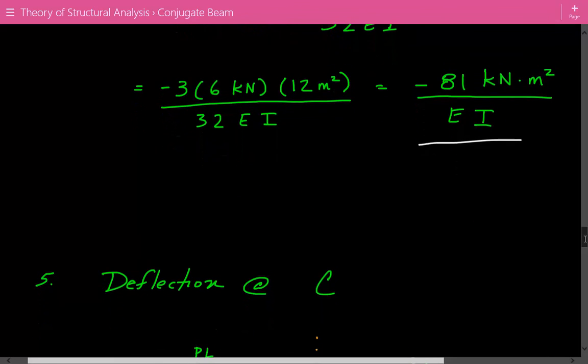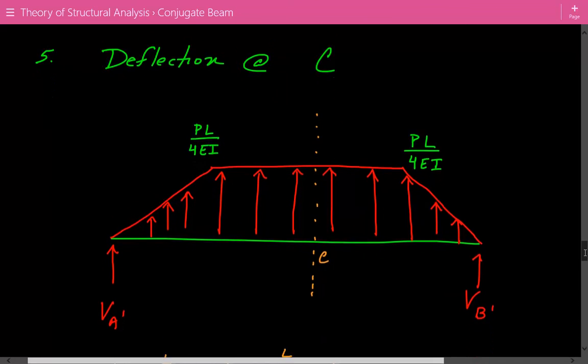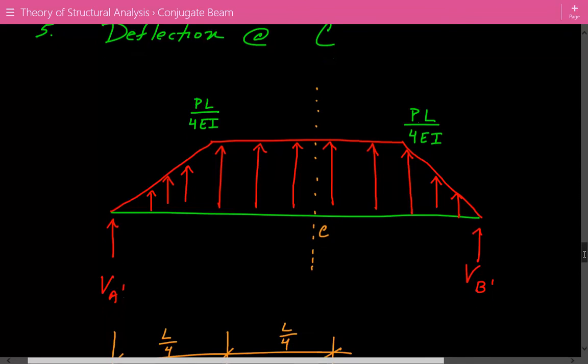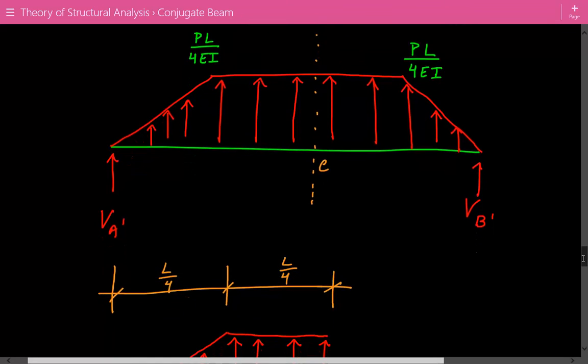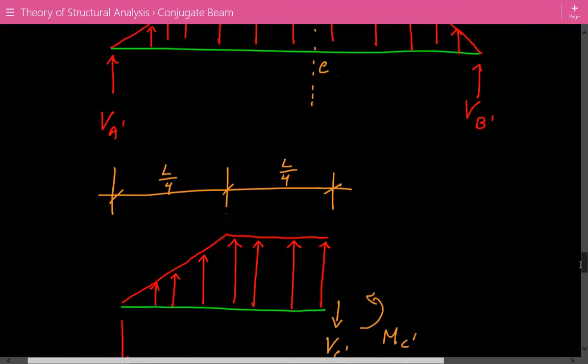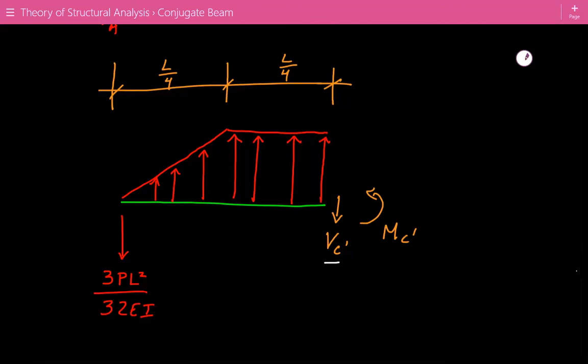And now we're going to calculate the deflection at C. So here's our conjugate beam again. To calculate the deflection at C, we're going to take a cut at that location and calculate the internal bending moment of the beam at location C, the conjugate bending moment. So here's our cut. We have a conjugate shear and a conjugate bending moment, MC prime. And we also have the reaction at A, the shear at A, which we just calculated, 3PL squared over 32 EI, pointing downwards. And then we have this M over EI loading.